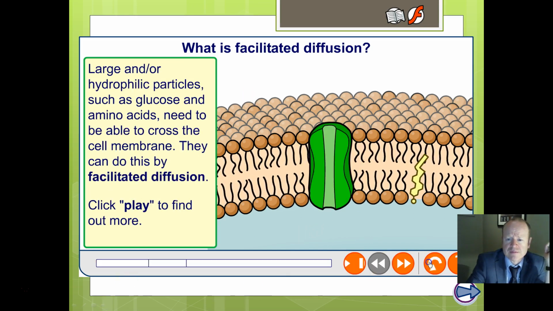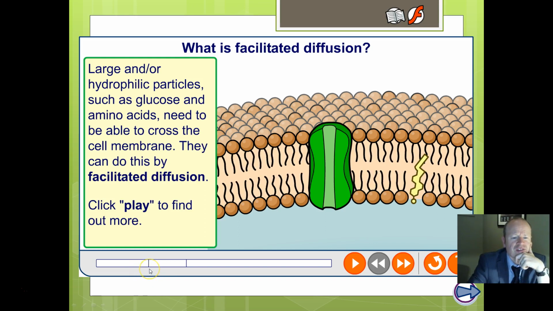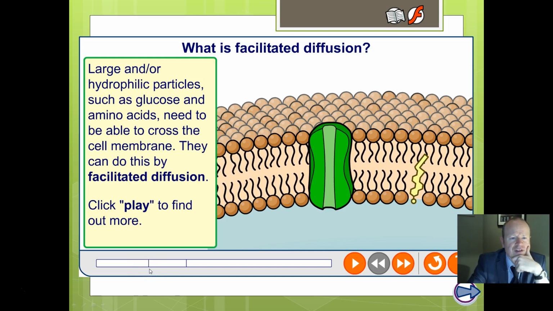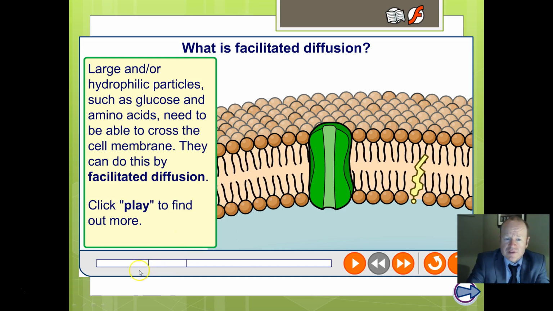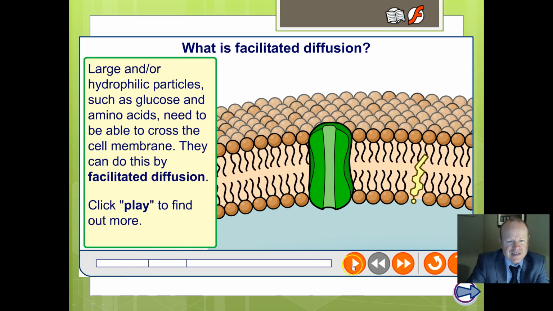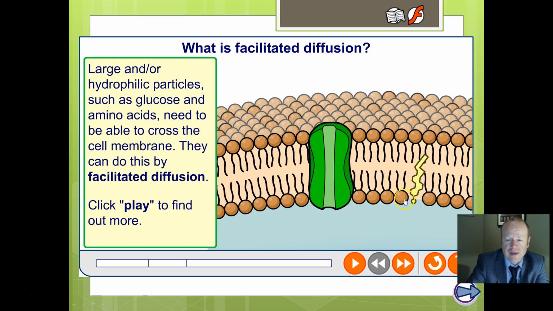Facilitated diffusion. Let me begin at the start of this animation. Substances need ways in which they can get into or across a cell membrane. This is inside the cell, this is outside the cell. Here we've got a cholesterol molecule. We've got our phospholipids with our hydrophilic heads and our hydrophobic fatty acid tails. And this is an intrinsic or integral protein with a channel or pore running through it.